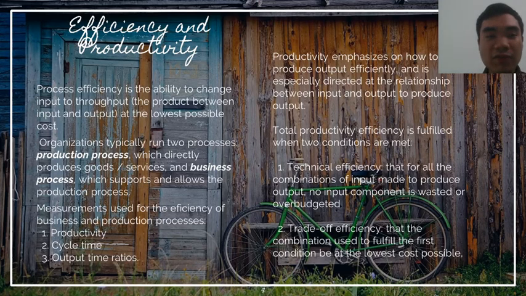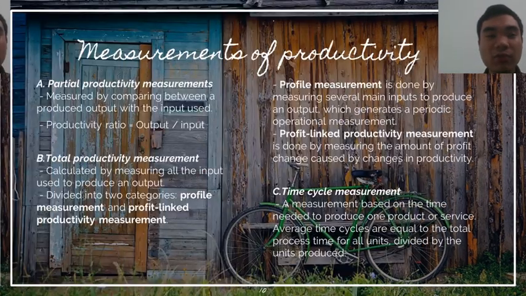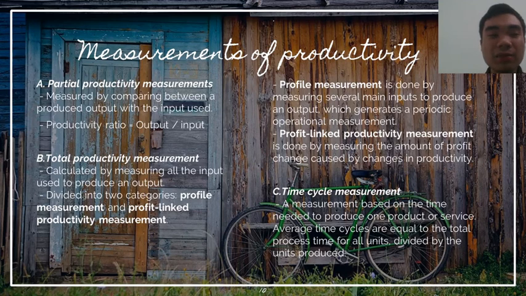After knowing the definitions of efficiency and productivity, we can then move on to measurements of productivity. There are three ways to measure productivity. The first one is partial productivity measurement. This measurement is used by comparing a produced output with the input used. The input used in this measurement can be reported financially or in other measurements, such as tons of resources used or hourly employees. The second is total productivity measurement, calculated by measuring all the input used to produce an output.